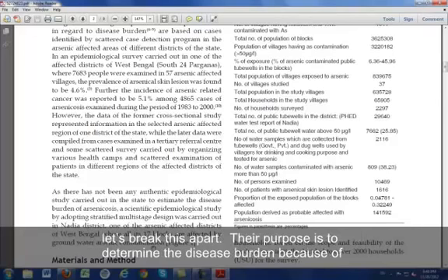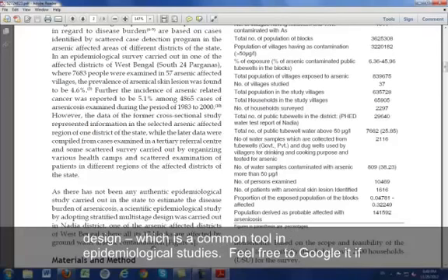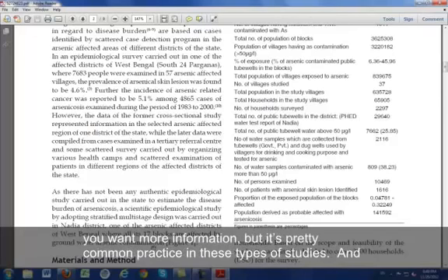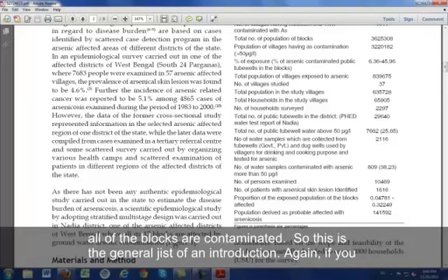So let's break this apart. Their purpose is to determine the disease burden because of arsenicosis in India. How they're going to tackle this problem is using a stratified multi-stage design, which is a common tool in epidemiological studies. Feel free to Google it if you want more information, but it is pretty common practice in these types of studies. Then they discuss who is specifically affected. Here, the Nadia district of West Bengal, where all of the blocks are contaminated.